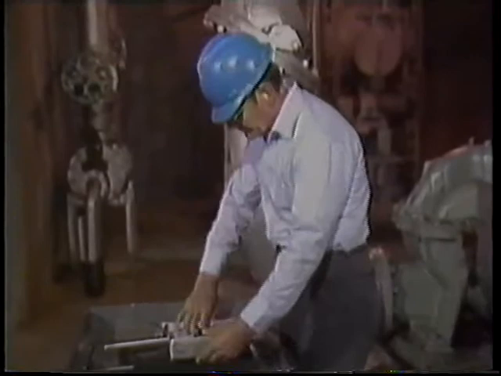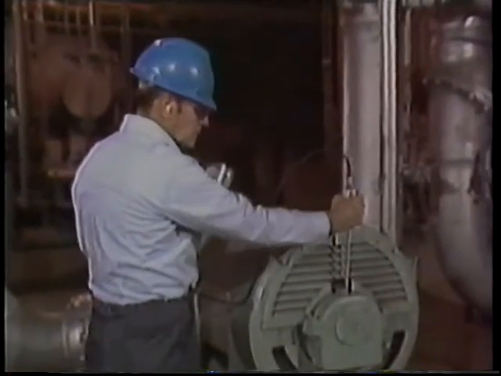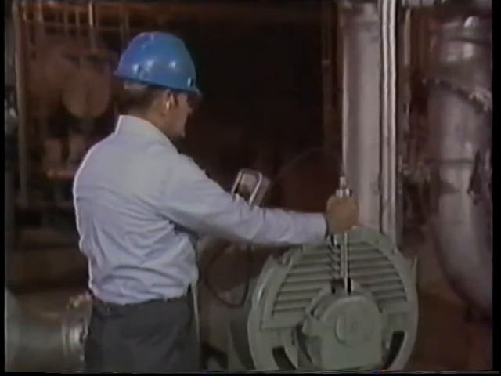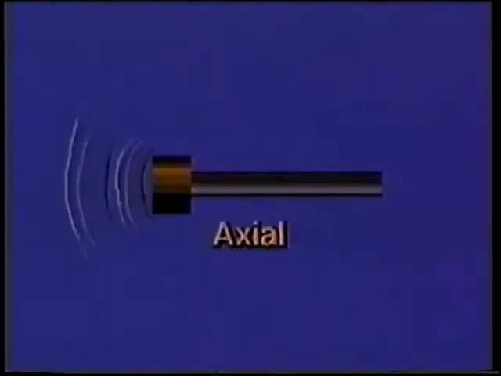And whenever possible, you should take 3 different readings at each measurement point: a horizontal reading, a vertical reading, and an axial reading. The horizontal and vertical readings are called radial readings because they measure the vibrations traveling outward on a radius from the shaft. Axial readings, on the other hand, measure the vibration traveling along the length of the shaft.